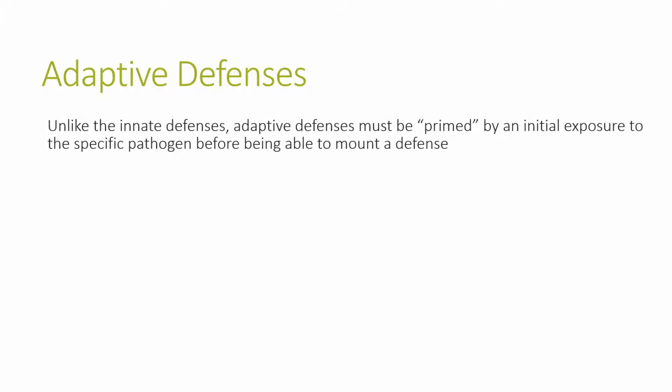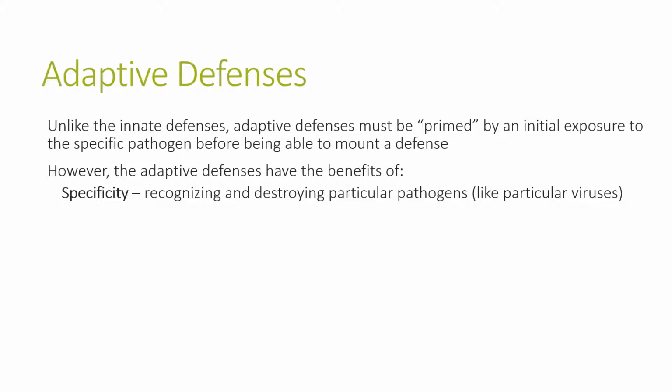Unlike the innate defenses, adaptive defenses must be primed by initial exposure to the specific pathogen before being able to mount a defense. That means that we are not immediately able to fight off that particular pathogen. Instead, we must learn how to fight that pathogen. However, the adaptive defenses do have the benefits of specificity, that is, recognizing and destroying particular pathogens, like particular viruses, and as viruses mutate and change, our adaptive defenses can learn to fight this new form of the virus.